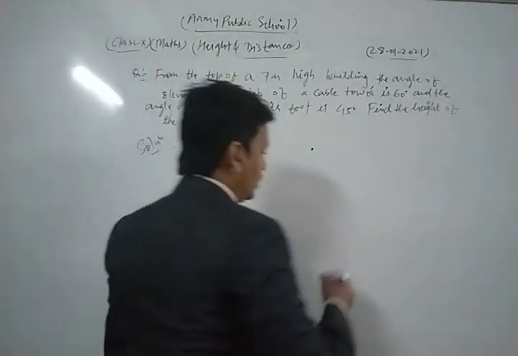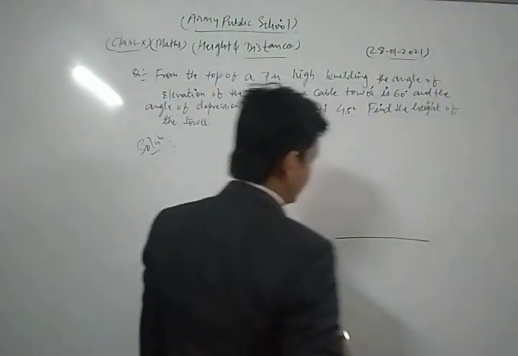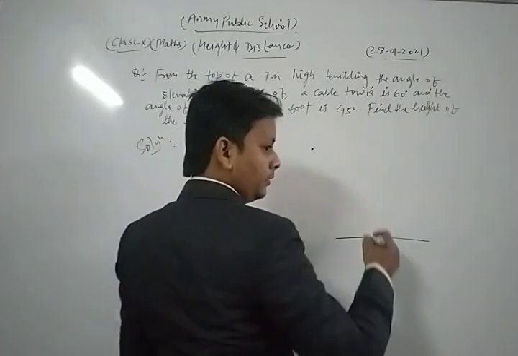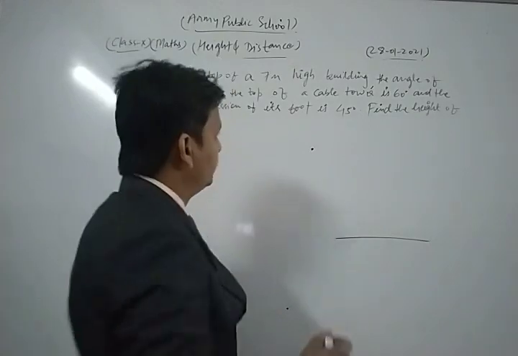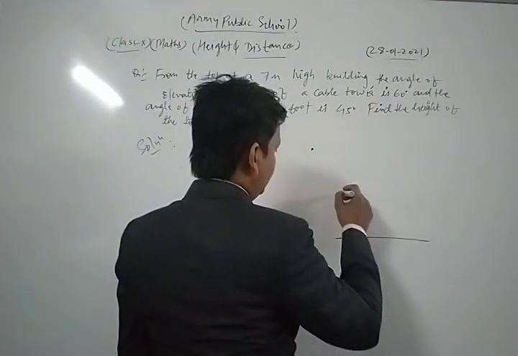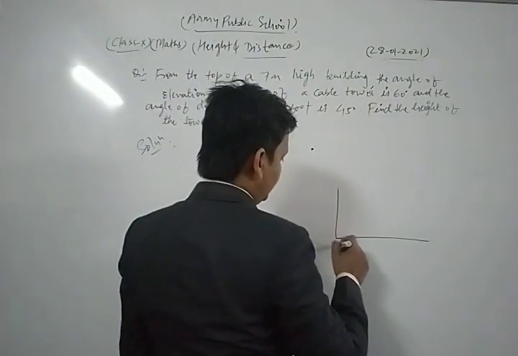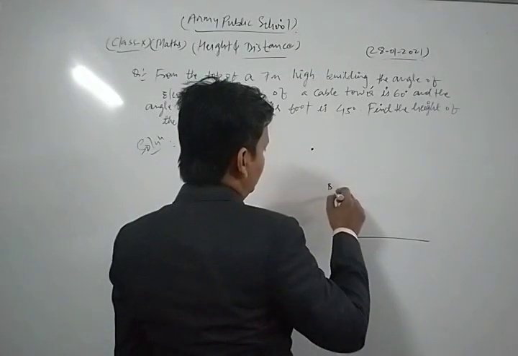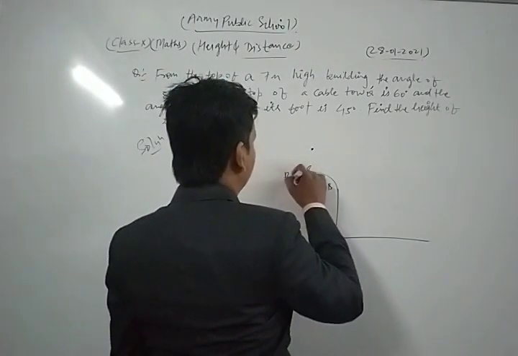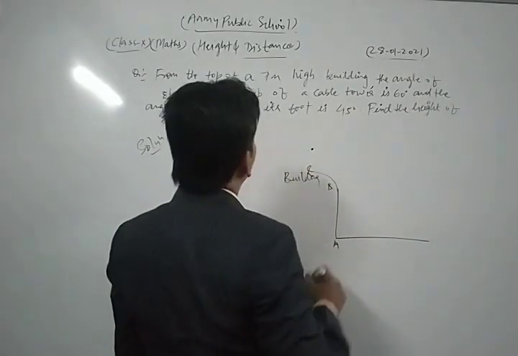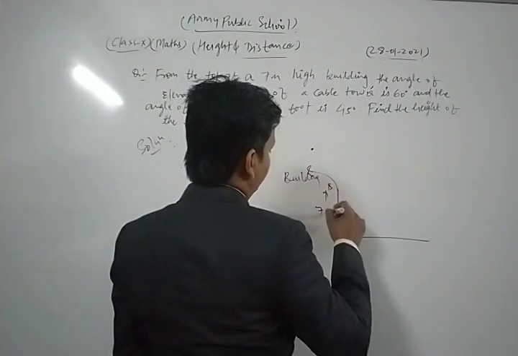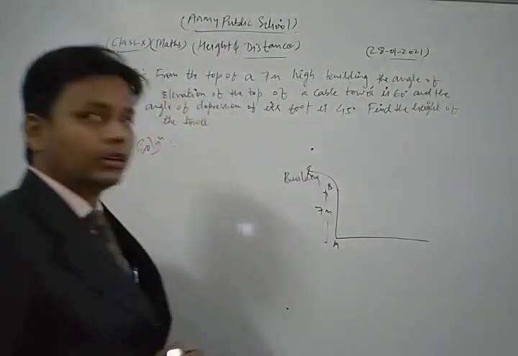So first of all, we draw the horizontal surface, and after that we draw the height. Now let's see here. AB is the building, which is 7-meter high.